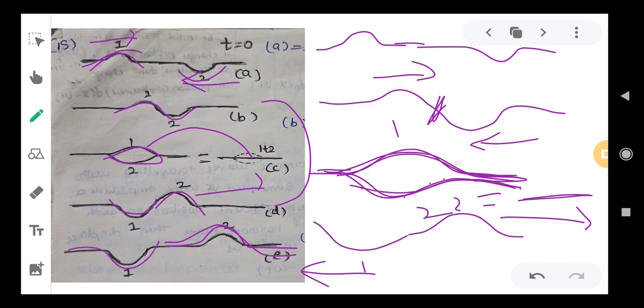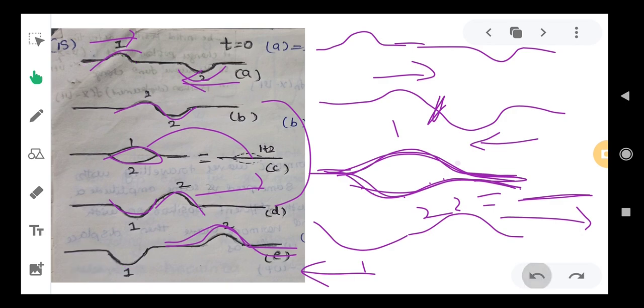So the statement, what it says: when two pulses, pulse 1 and pulse 2, travel in opposite directions, meet at a point and overlap, the resultant will be zero. Later they change their direction and pass away.